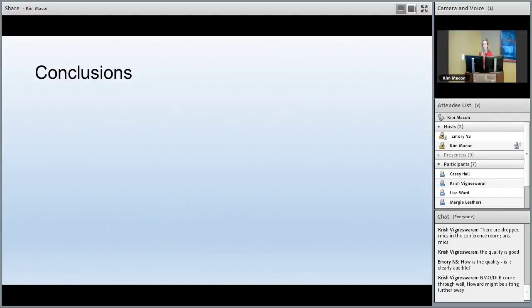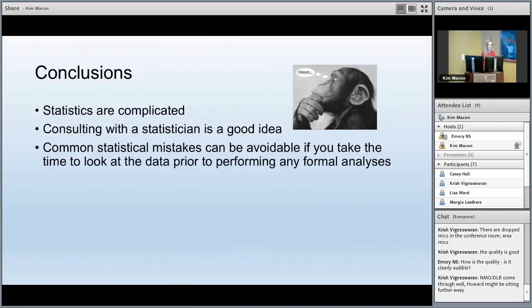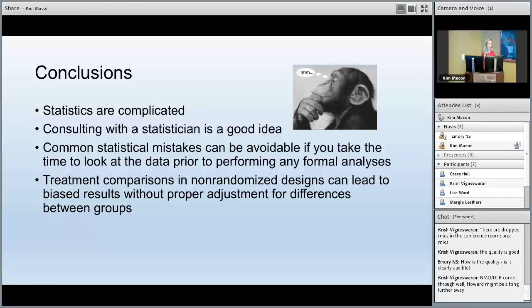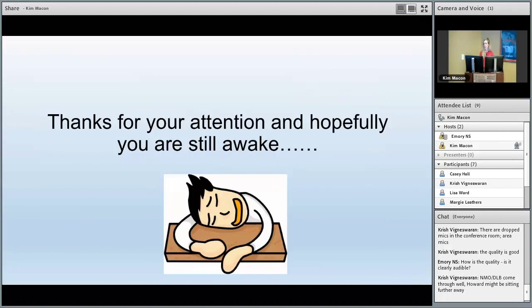So, conclusions for my talk today. Statistics are complicated, right? Consulting with a statistician is a good idea. Common statistical mistakes can be avoided if you just take the time to look at your data prior to doing any analysis. Treatment comparisons in non-randomized designs can lead to biased results without proper adjustment for differences between groups. And propensity scores are a useful tool for overcoming limitations in non-randomized studies.